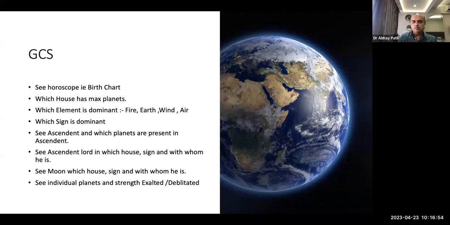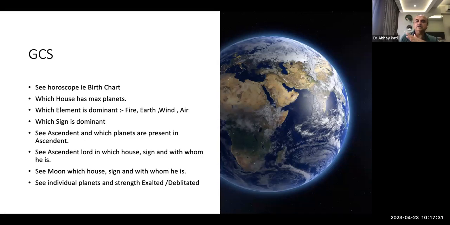Then you see the ascendant. Ascendant means the first house lord, and which planets are present in the ascendant. My first house is me. So any planets which are present in the first house will affect my personality. It is me, it is my personality. So it will affect my personality, it will affect my health, it will affect my nature. So the first house is personality.